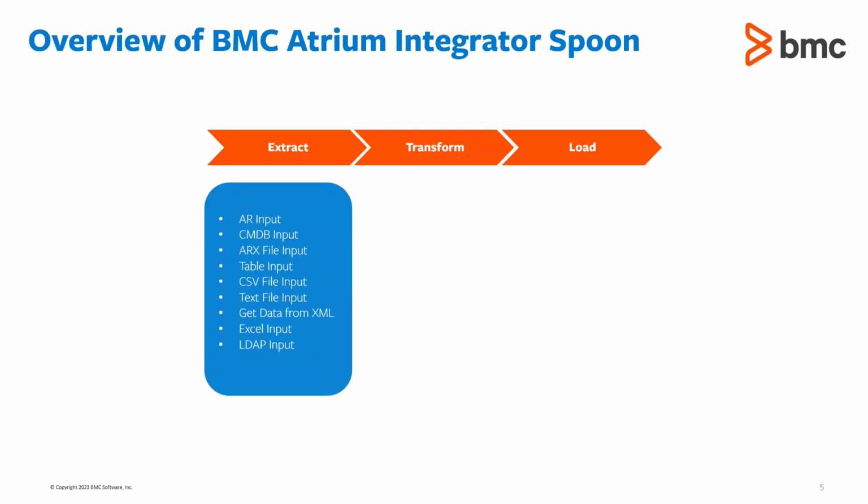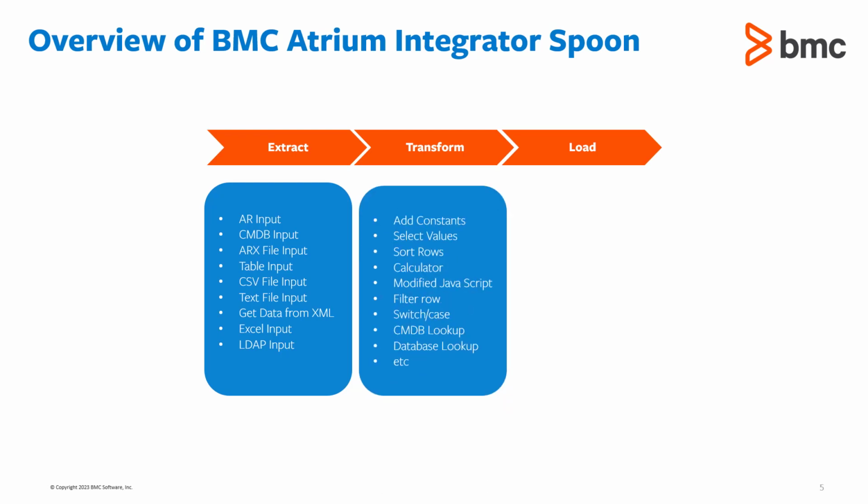AR input, CMDB input, table input, LDAP input are few of the steps that are mostly used and supported by BMC. AR input is used for fetching data from the Remedy AR forms. CMDB input is used to fetch data from CMDB forms. LDAP input is to fetch data from Active Directory. Table input is for database fetch.